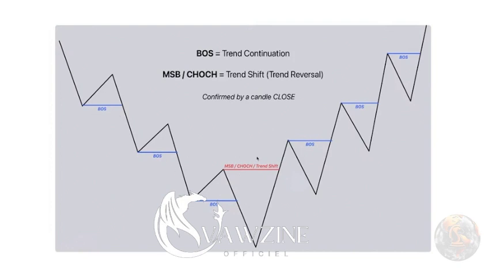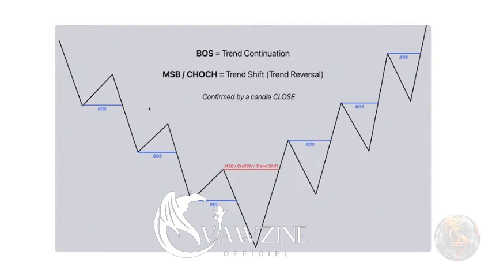So the reversal always begins with a market structure break or change of character. The reason some people call it a change of character is because the characteristics of the previous move have changed. Meaning, the previous pattern of lower lows and lower highs, or higher highs and higher lows, has changed.